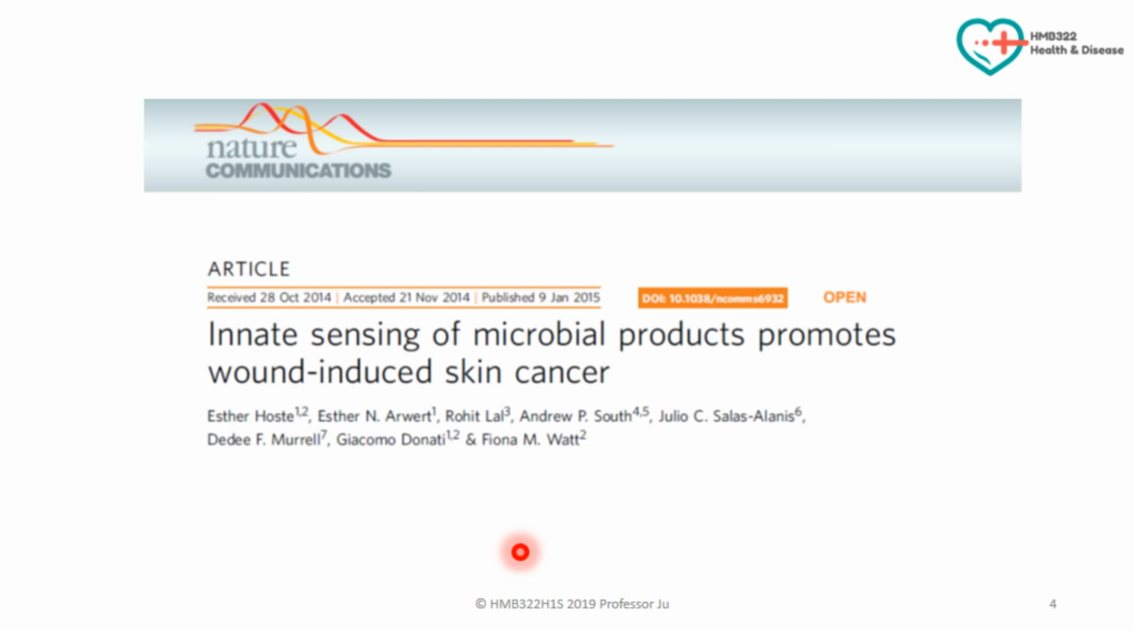And over the last 5 years or so, since about 2015-ish, a number of groups have actually suggested, and this is one of those, a Nature Communications article, that maybe when you are looking at a wound on your skin, and there happens to be bacteria, and there happens to be an immune reaction to that bacteria, this could actually initiate skin cancer.